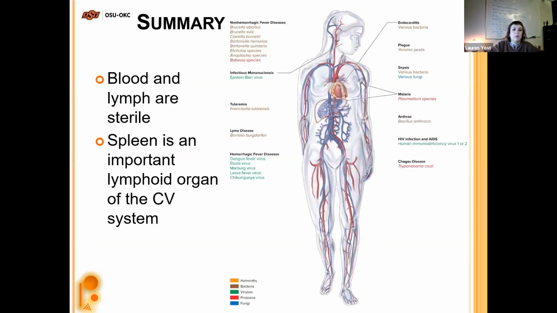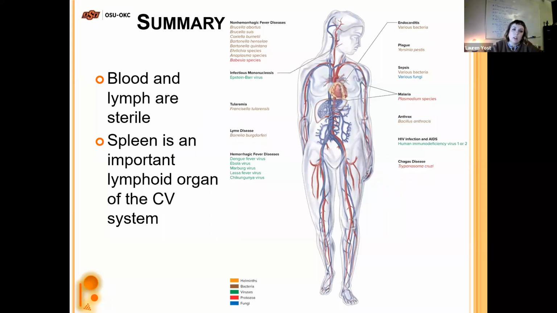All right, so to summarize chapter 20, we talked about how blood and lymph themselves are sterile. The spleen is an important lymphoid organ of the cardiovascular system for filtering out dead blood cells and things like that. And then we talked about all these diseases that are listed over here on the right with this table, which is a good study tool as well.